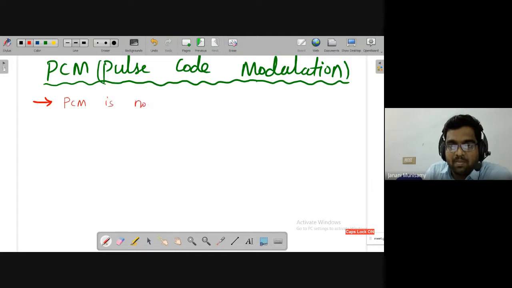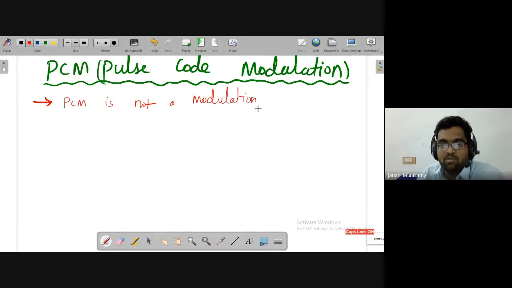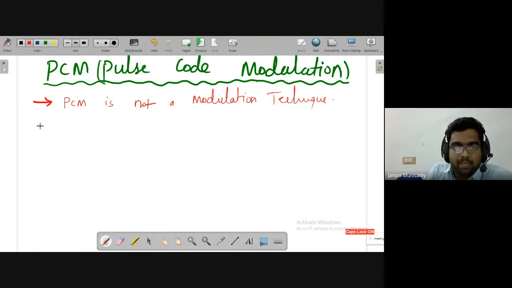Even though the name says modulation, PCM is not a modulation technique. PCM alone I am telling. PCM is not a modulation technique, that you have to understand first. Because whenever there is a modulation, we have to use a carrier, but here we will not use any carrier.